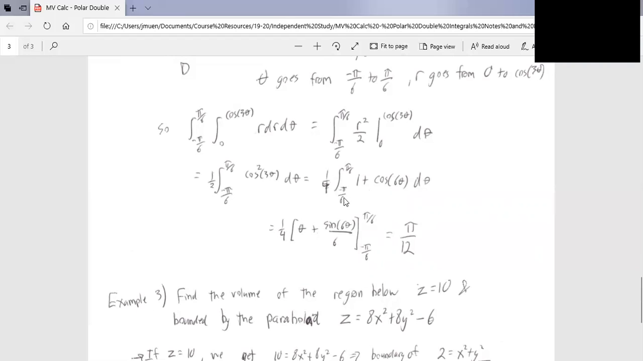And now we can integrate that from negative pi over 6 to pi over 6, and we end up getting 1/4 times all of theta plus sine of 6 theta over 6, evaluated from negative pi over 6 to pi over 6, and it should be easy enough to justify that yields pi over 12. Mainly because sine of 6 theta over 6 is just 0 for both boundaries.